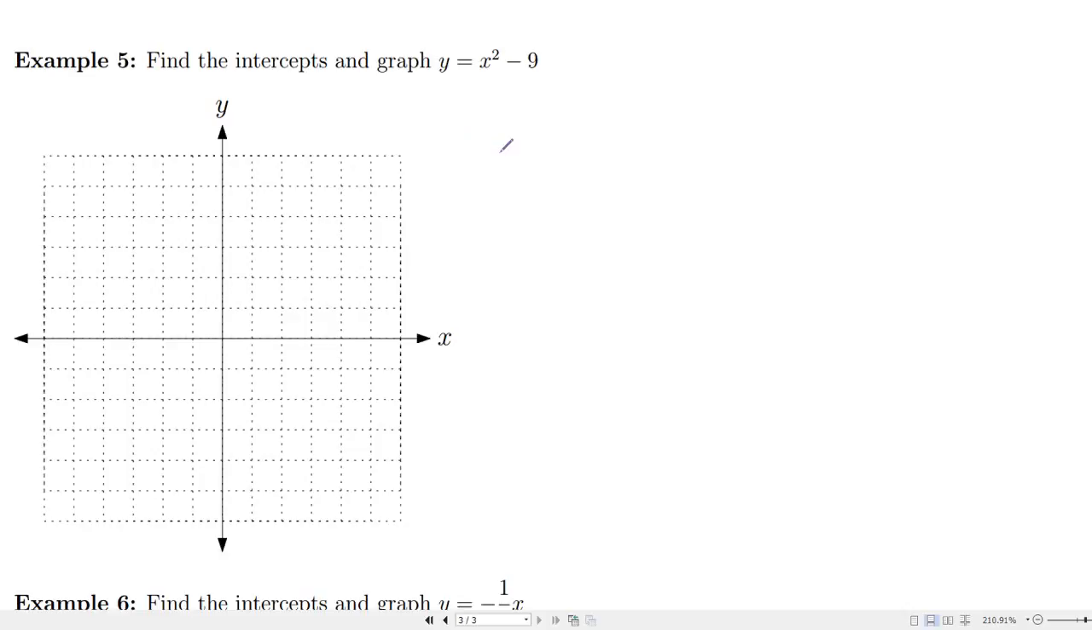Okay, so let's continue with this. So let's find the intercepts and graph this equation here. So the x-intercept, right? So when we're hitting the x-axis, the y value is 0. So let's set y equal to 0 and solve. Okay, so what are we going to do? We're going to add 9 over here. And so then we have 9 equals x squared.